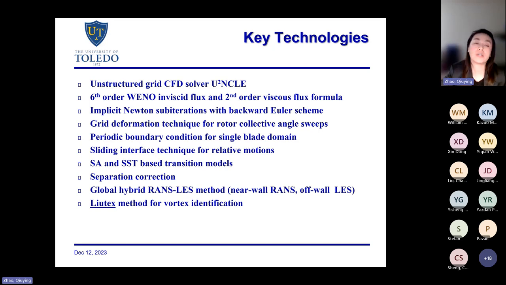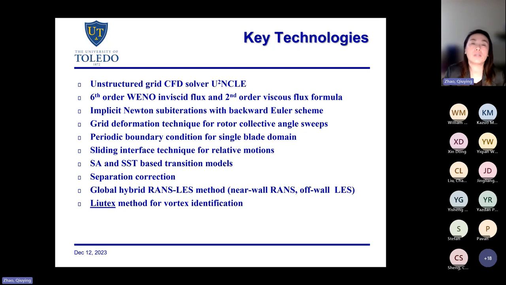We also introduce the transitions. So in this work, we use SA combined with the transition turbulence model method. And at higher collective angles, we apply the separation correction method. All the simulations in this work use the RANS/LES hybrid method. In other words, in the near-wall region, we use the RANS solver, and away from the near-wall region, or off-wall region, we use LES. And we use a blending function to identify the RANS region and LES region.